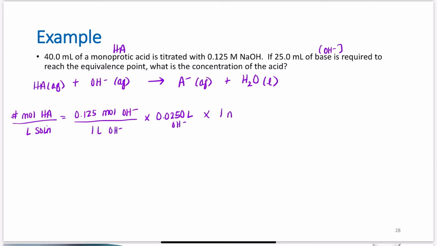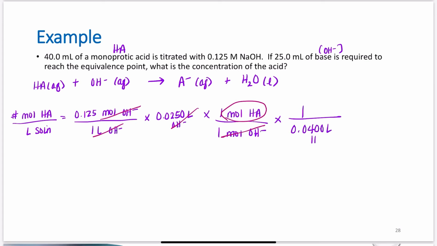It's monoprotic, so I know that 1 mole of acid reacts with 1 mole of base. And I'm told that I use 40 mils of the acid solution. So at this point, I've gotten rid of my moles of base converted to moles of acid. I've gotten rid of liters of base. Now I need liters of acid in here. 0.0400 liters of my acid solution. 0.0781 molar.